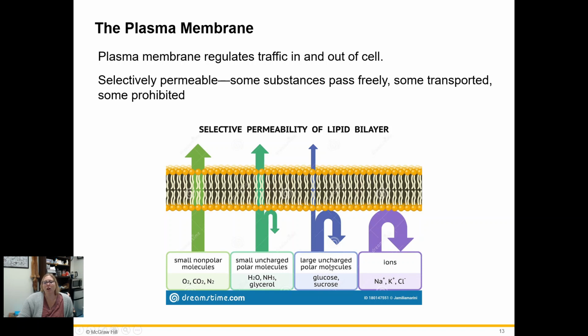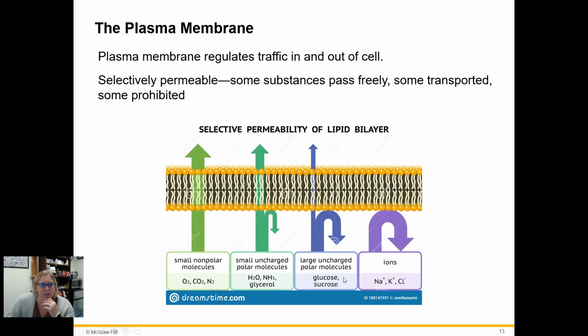My large uncharged polar molecules will be things like my chickens. I want them to be repelled. I want them to stay in the coop. But we all know that there's always one escape artist of some kind. Maybe there was a little hole and a smaller chicken got out. We might see that, but mostly those chickens are repelled to stay inside of the coop. And then my ions, so that's going to be things like glucose and sucrose.